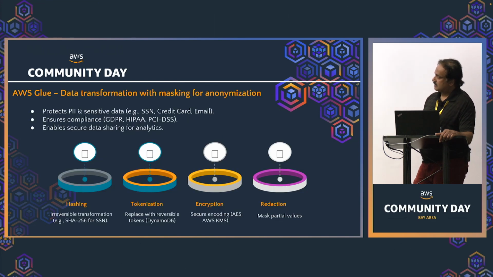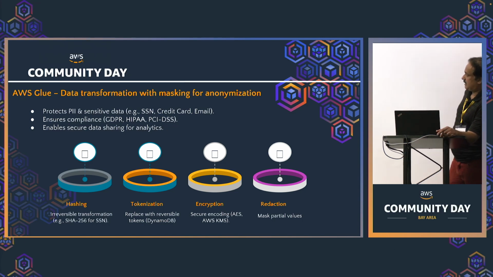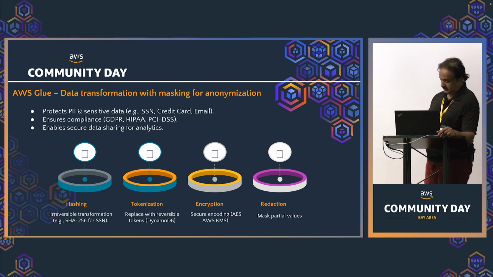AWS Glue is another service. So if you want to transform data and use some of these techniques like hashing, tokenization, encryption, or redaction, you can use AWS Glue to transform this data so that the sensitive data is not accessed by these services or your solution.